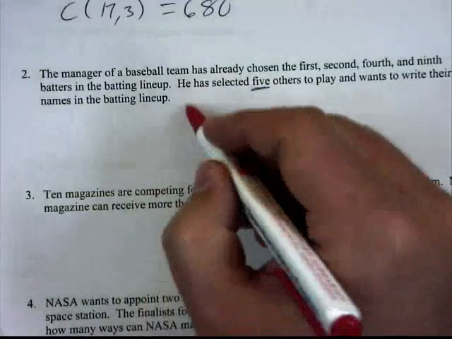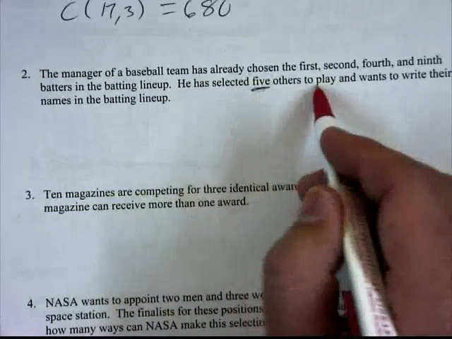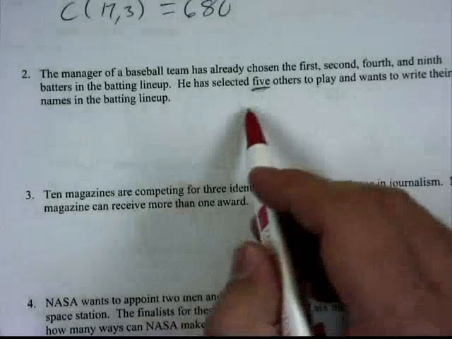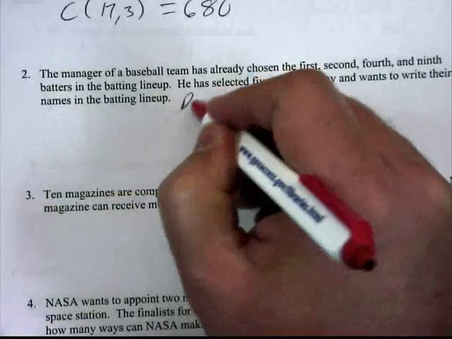Alrighty? So, in this case, we've got 5, and we're choosing 5. Again, that's still going to be a permutation or a combination. But now we need to figure out which it is. And we need to ask, does order matter?